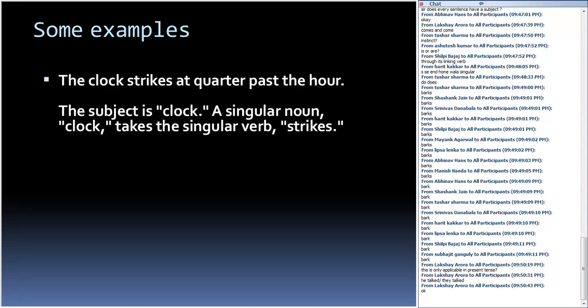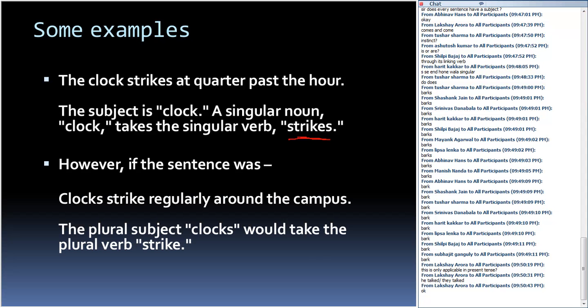Now see, the clock strikes at 1/4. Over here, the subject is clock, which is a singular noun, and that is why it takes the singular verb strikes. But if the sentence was something like this, clocks, now it becomes plural, clocks, then the verb that you use is strike. The plural verb strike and not strikes. Okay?